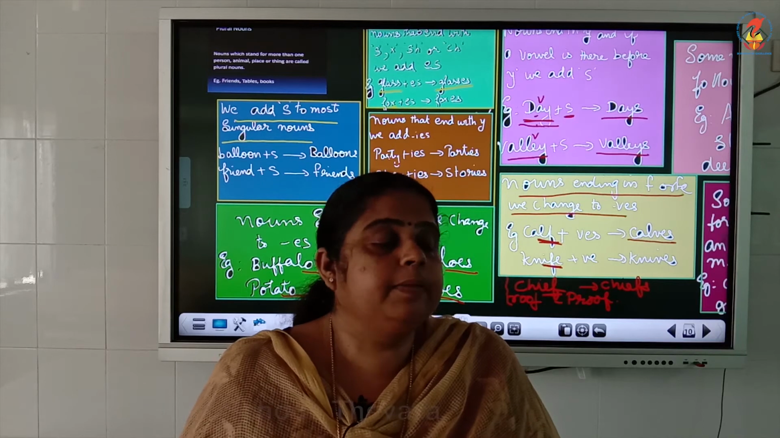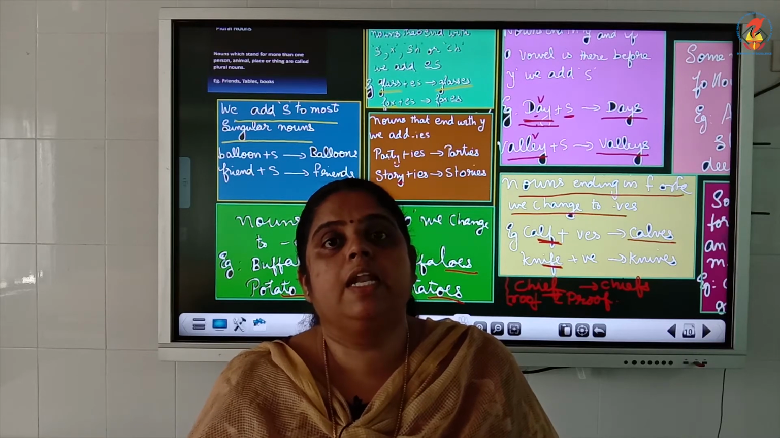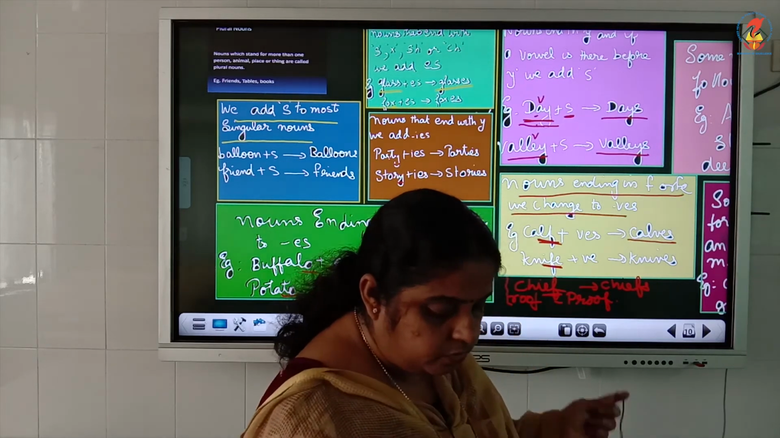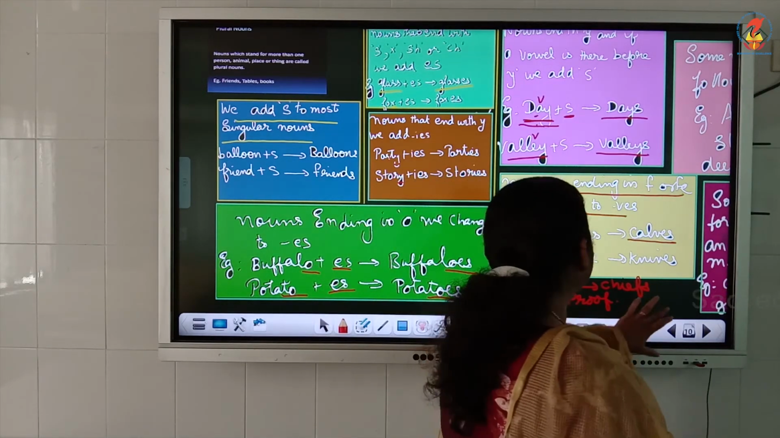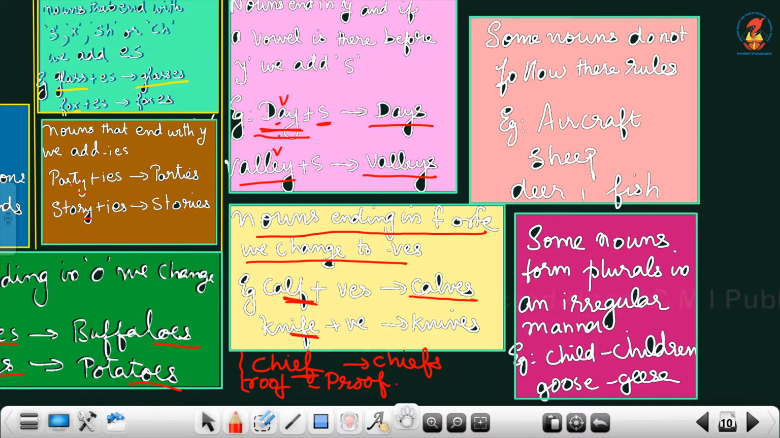Then certain singular and plurals are there. In both the cases, singular and plural both are the same. So, that is for example, nouns which do not change into plural. These nouns we cannot change into plural. In plural and singular, we use the same. For example, aircraft. We don't say aircrafts. It's wrong to say aircrafts. Whether it is singular or plural, we use aircraft itself. Then sheep.